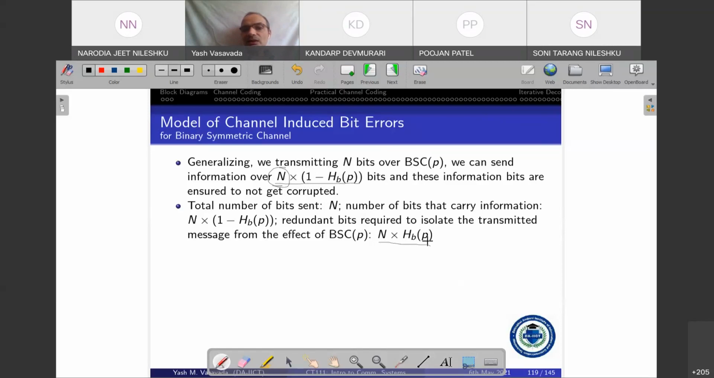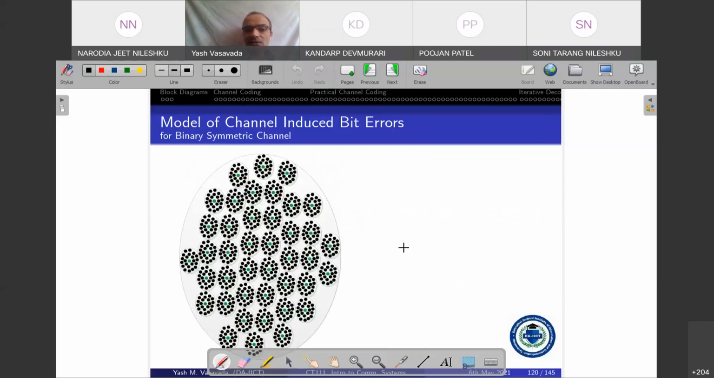The remaining bits we have to dedicate to be able to separate out the effect of the noise introduced by the binary symmetric channel. So in the context of this diagram, the overall size of this set is 2 to the power n. The size of each of these small ovals is 2 to the power n times HB of P. This is the typical set formulation of the binary symmetric channel considered as a DMS.